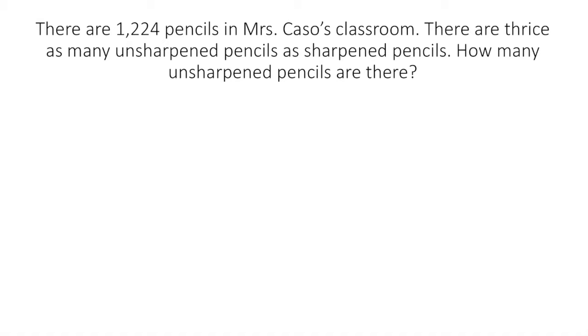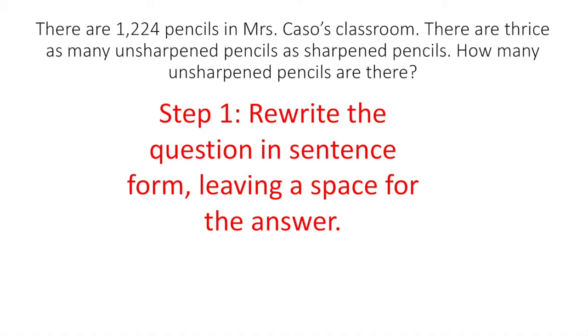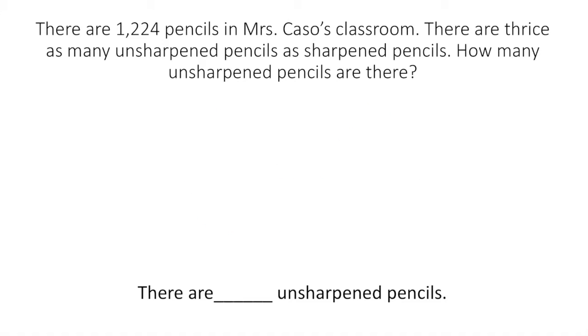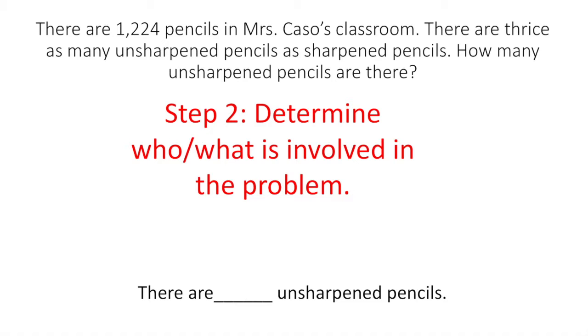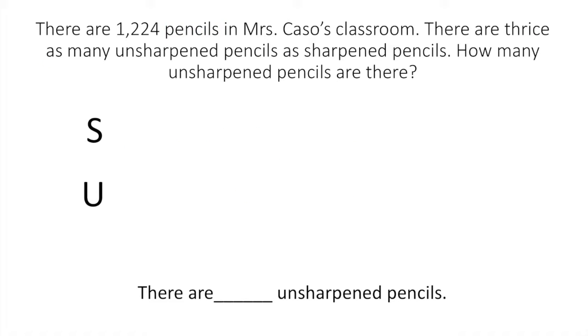I'm going to start this problem the same way that we start them all, by rewriting the question in sentence form, leaving a space for the answer. My sentence is, there are blank unsharpened pencils. Now I'm going to determine the who or what that is involved in the problem. In this case, I know we're talking about pencils and that there are thrice as many, which means 3 times as many unsharpened pencils as sharpened pencils. So that means that I'm comparing sharpened pencils to unsharpened pencils. So I've labeled that on the side for each bar.